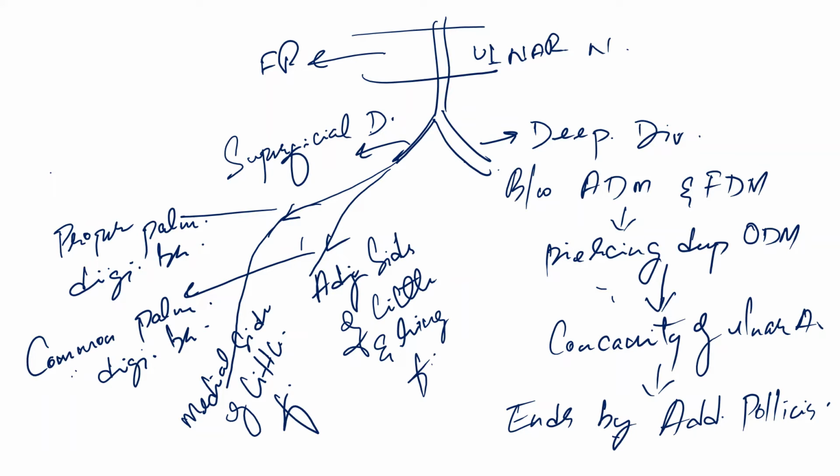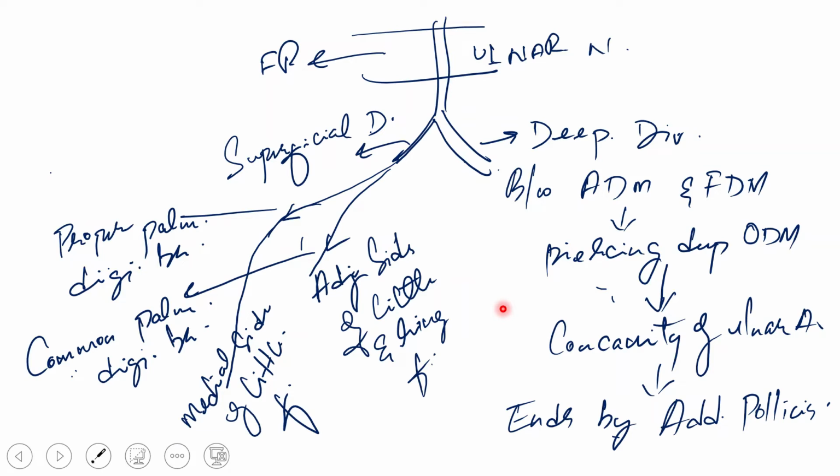So the deep branch of the ulnar nerve enters the palm and runs between the two hypothenar muscles, the abductor digiti minimi and the flexor digiti minimi. Later it pierces the opponens digiti minimi muscle, runs along the concavity of the ulnar artery, and ends laterally by supplying the muscle adductor pollicis.